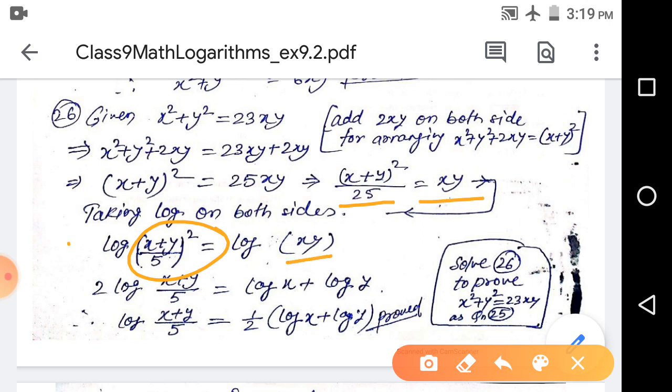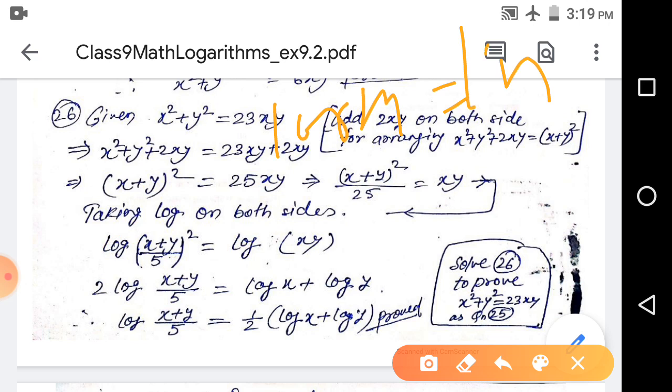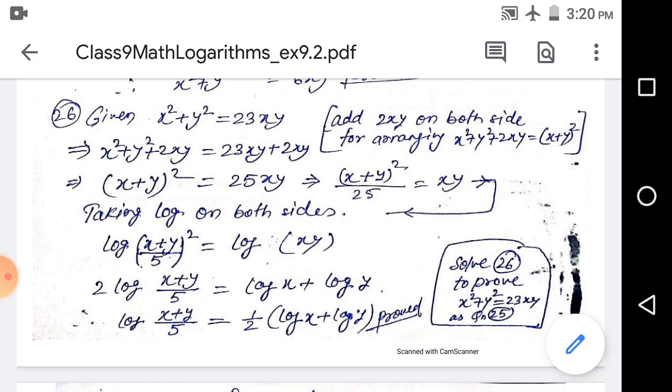Whenever we take log on both sides, we can do that, because remember, when m equals n, then we can take log here, and log here also. So that is what we have done here. So it is log of (x plus y by 5) whole square. When we use the power, this 2 can be taken as a multiple, so it will become 2 log (x plus y by 5).